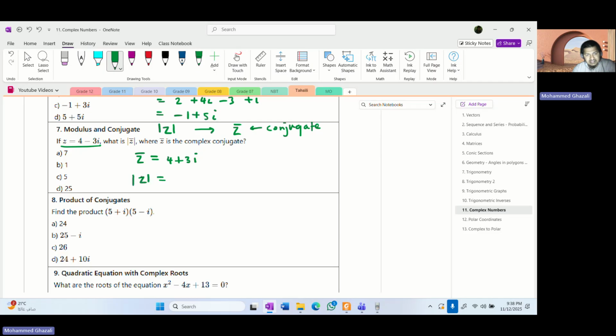So the modulus is the distance. So the square root of 4 squared plus 3 squared. So that is 16 plus 9, square root of 25, which is 5. So the answer is 5.